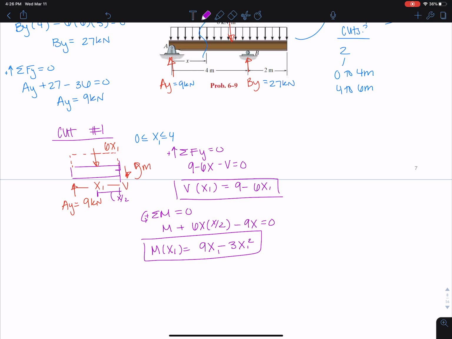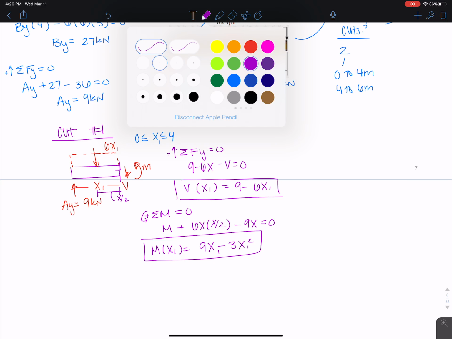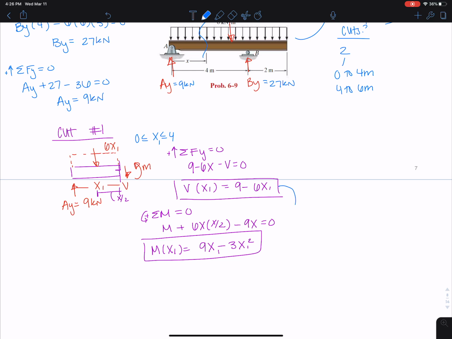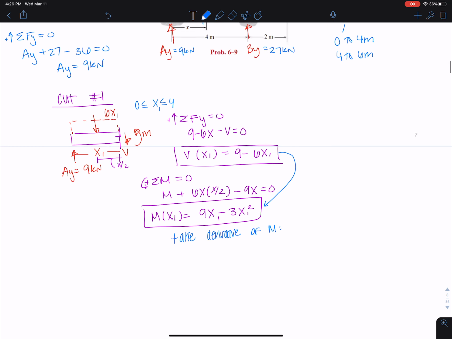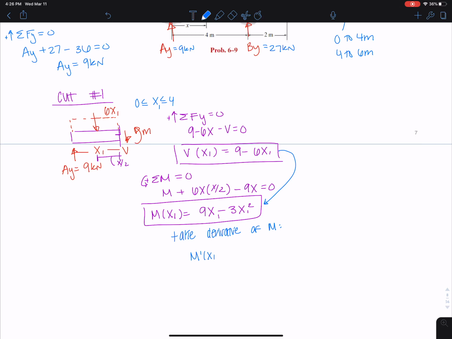And then an interesting finding here, right? You guys should all remember this. Shear is the derivative of moment, right? So if we take the derivative to check, we get M prime of x1 is 9 minus 6x1. Look at that. That's our shear. Check, we did it right.